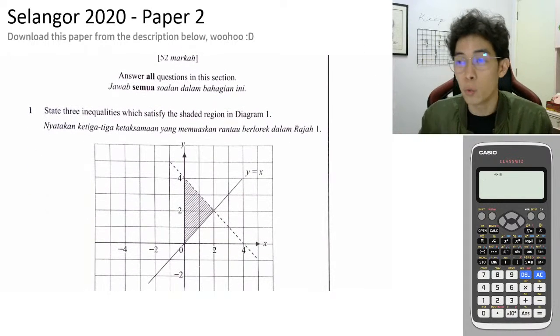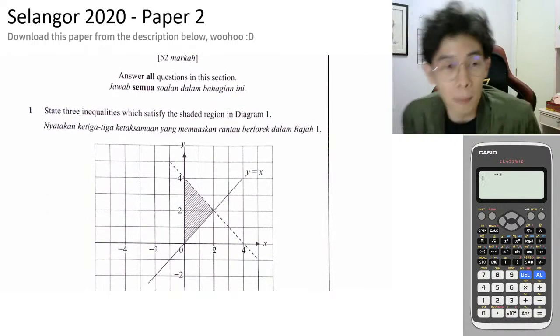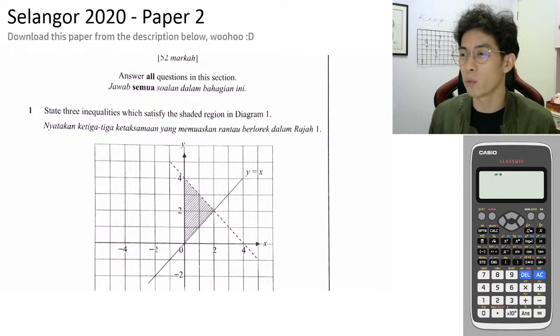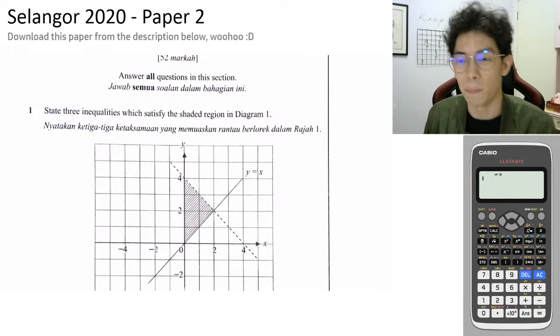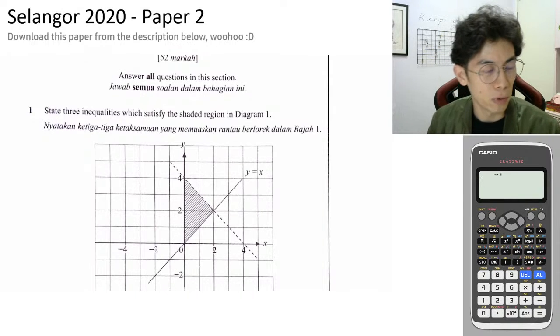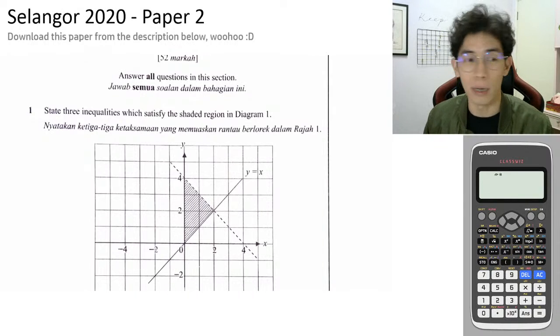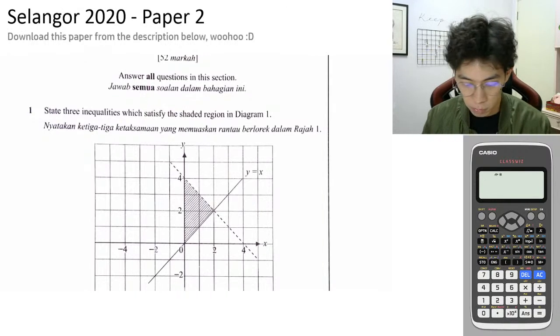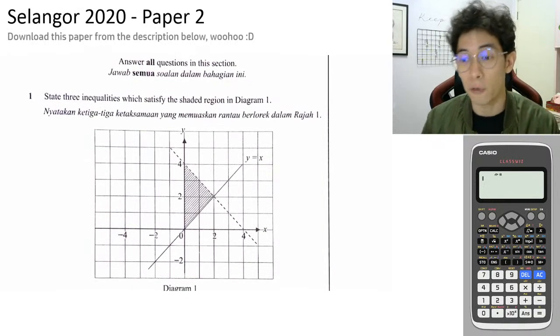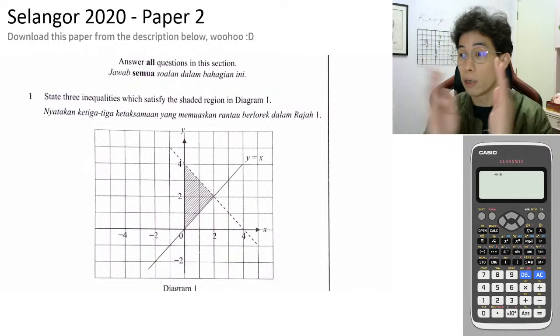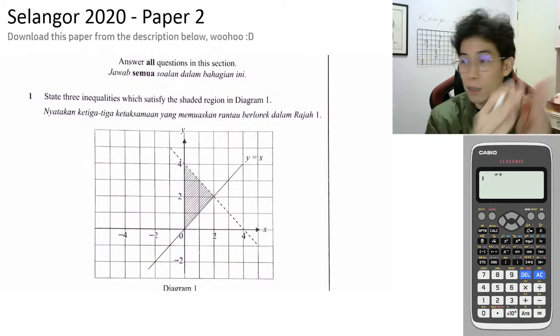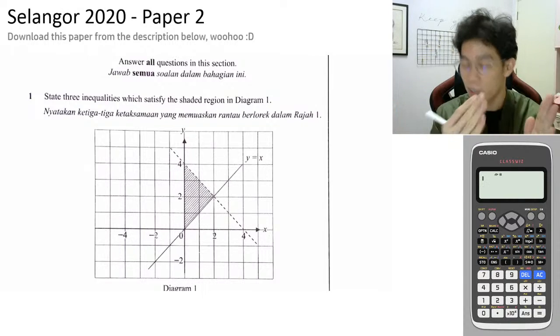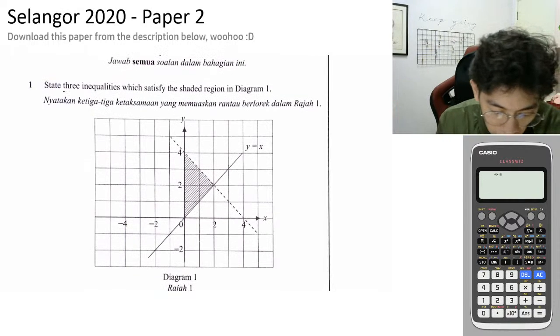Okay, the previous two state papers, paper 2, Perlis 2020 and your Selangor 2020. The first question comes out as sets, sets shading. So this one is different. This one is about graph of function shading. Okay, let's do it, everyone. We focus here. The chat we stop a while. Come, let's do. State 3 inequalities.